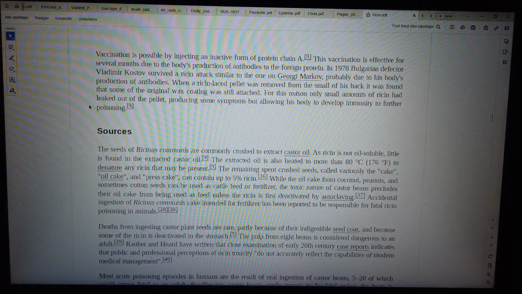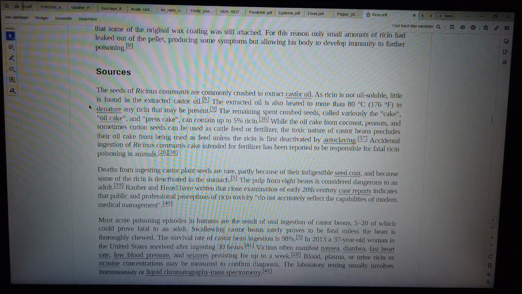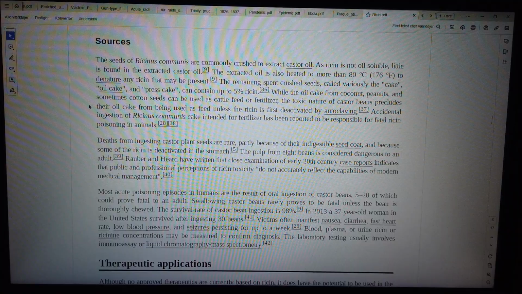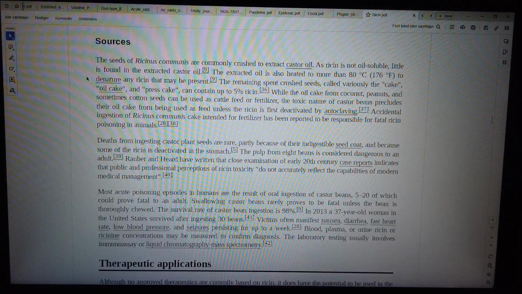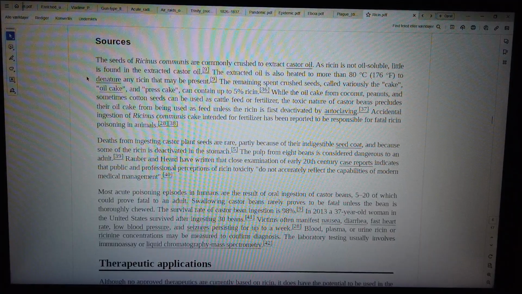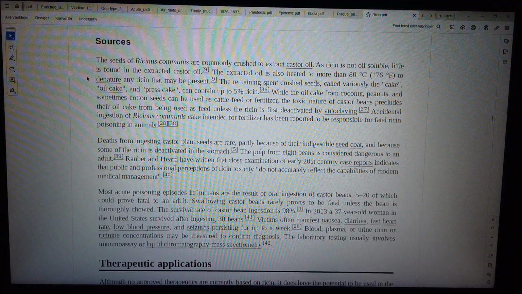Sources. The seeds of Ricinus communis are commonly crushed to extract castor oil. As ricin is not oil-soluble, little is found in the extracted castor oil. The extracted oil is also heated to more than 80 degrees Celsius, 176 degrees Fahrenheit, to denature any ricin that may be present.